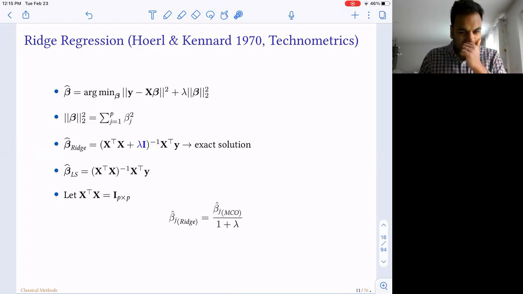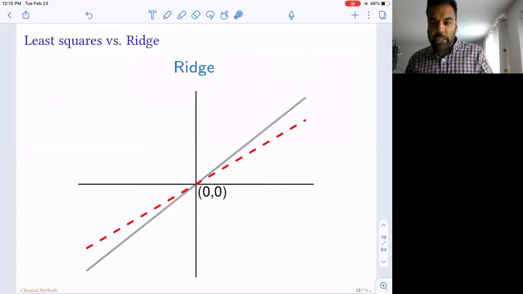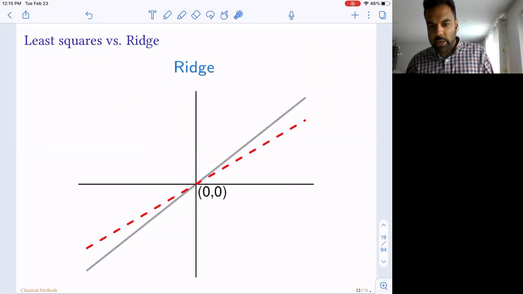This is just a formula to show you that, in a very trivial case, if we let X transpose X equal the identity matrix, we get this nice relationship between the ridge and the MCO. Sorry, that's in French, but that's the least squares estimate. So basically we're taking the least squares estimate and shrinking it by a factor of one plus lambda. This is a visual: the gray line here is the least squares estimate, and the red line is the ridge estimate. We can see that for higher values of the least squares, you get shrunk by that one plus lambda factor.